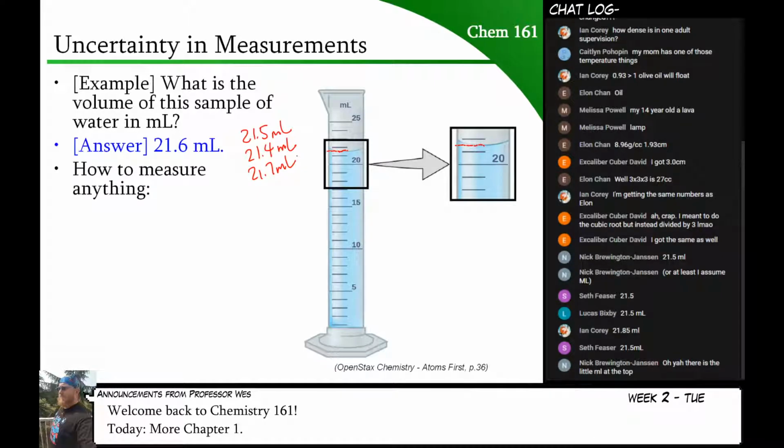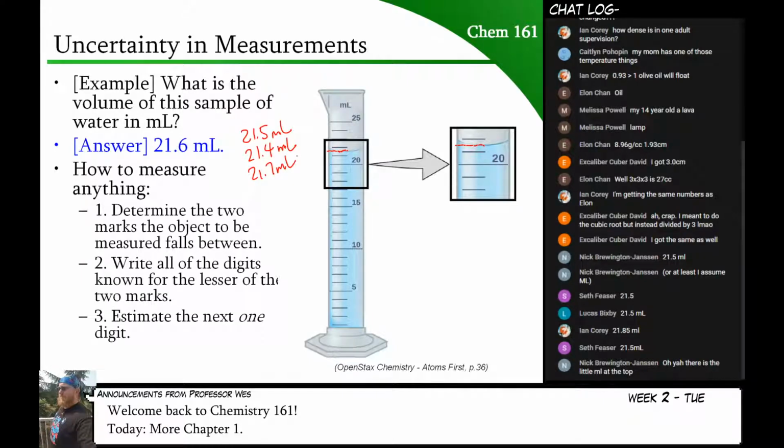Now, it looks like everybody knows the rules on how to measure anything, but just in case you don't, here are the rules for measuring anything. Determine the two marks that any object falls between on your scale. So here are my two marks, this top one and this bottom one. I'm going to write their values here.